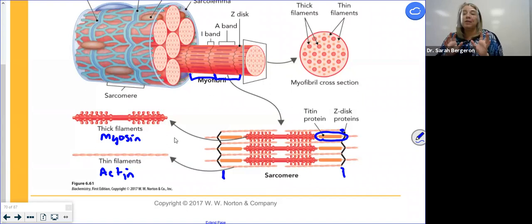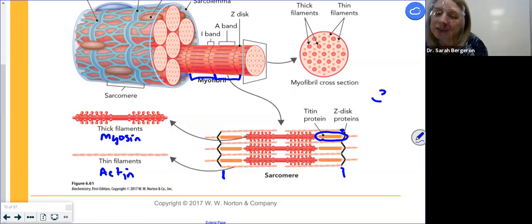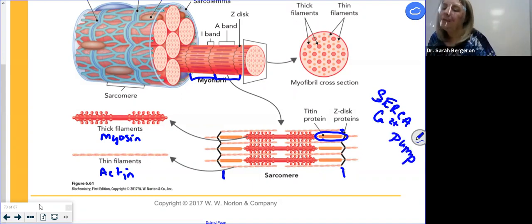So all of these movements are going to be ATP dependent, and they are going to depend upon calcium concentrations inside of those muscle cells. So there are two big chemical factors that are going to induce the movement. SERCA is the calcium pump, and that's going to induce this, right?